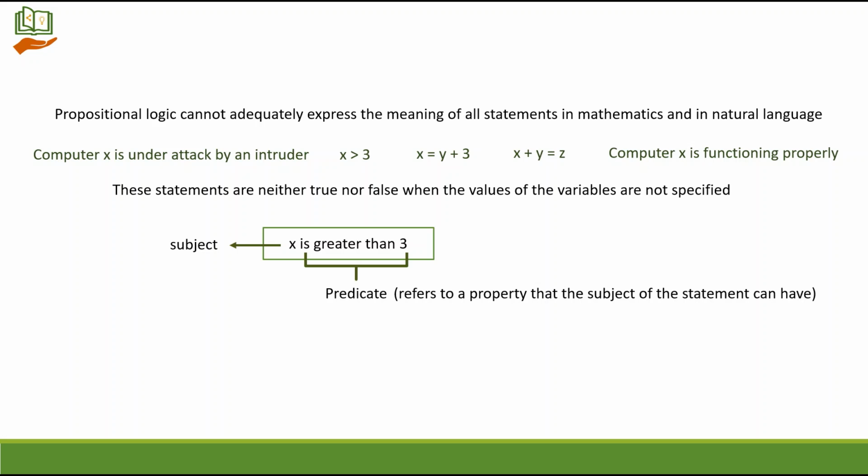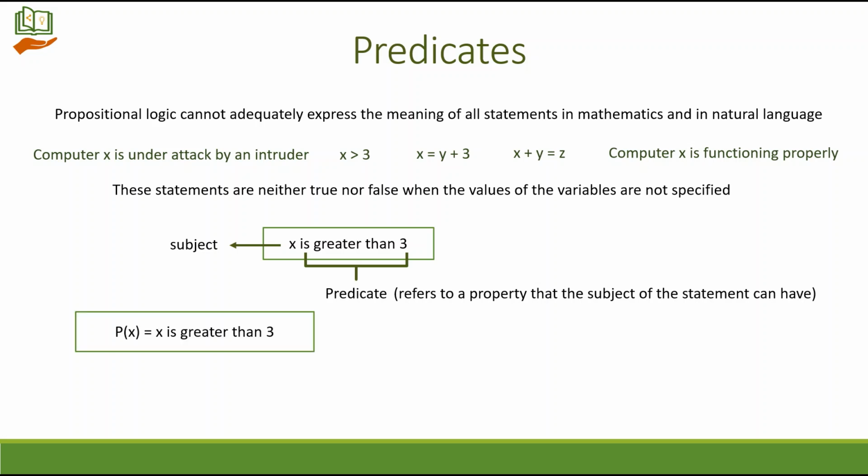So we are talking about X, so that is the subject. But what are they defining about X? They are saying that X is greater than 3. So this property is actually describing something about the subject, which is called the predicate. All the examples that you have been seeing so far are predicates.